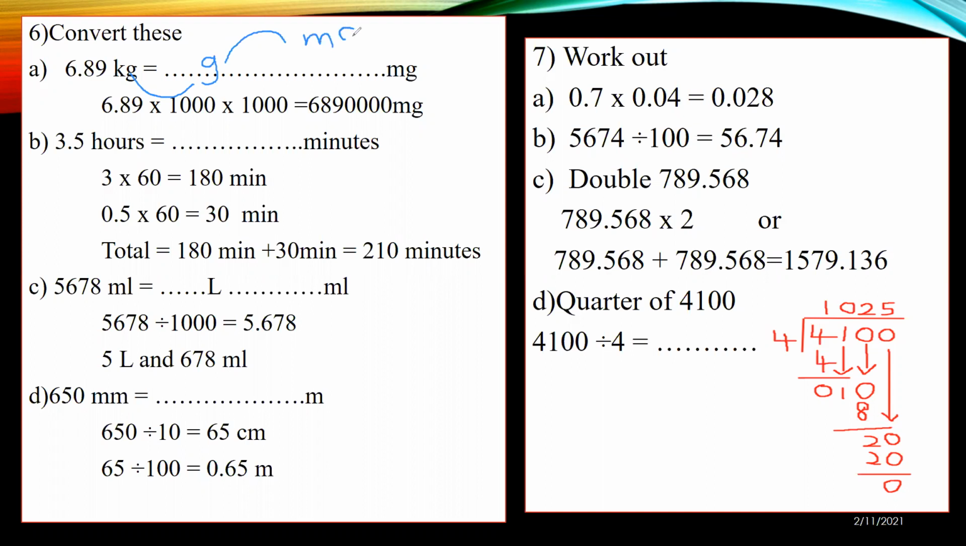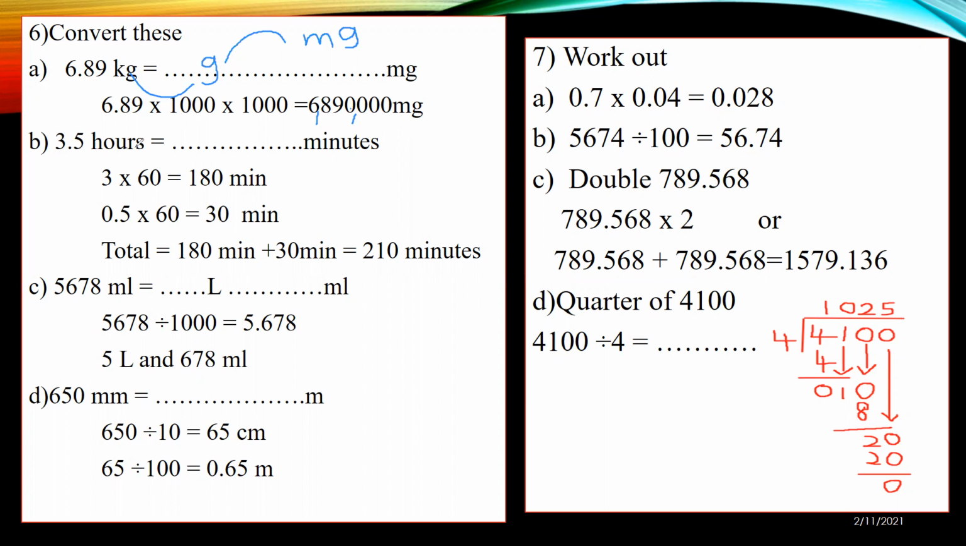First you convert kilograms to grams. How do we convert kilograms to grams? Multiplying by 1000. Then grams to milligrams, again multiply by 1000. So the 6.89 you have to multiply by 1000 into 1000. That means 6 places you have to move. So when I move 6 places, I will get like this. How do we read this number? 6,890,000, right? 6,890,000 milligrams I will get.